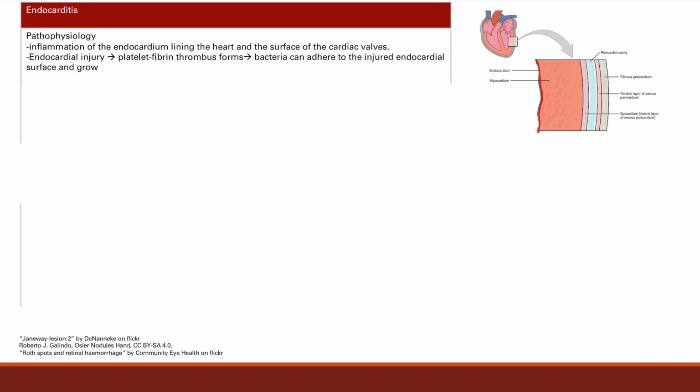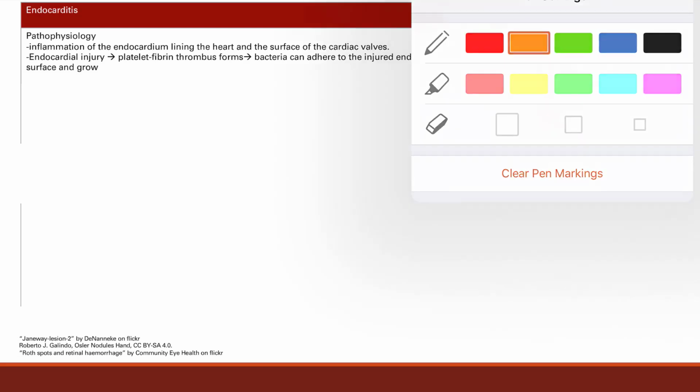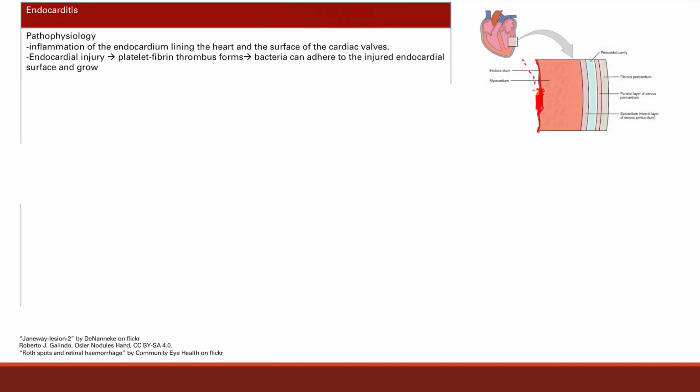And what happens is, let's say you have injury to this endocardium right here. Then you get a little platelet fibrin thrombus. And that's how bacteria can come along. Let's change the color. Let's make this bacteria. Bacteria can come along and adhere to this injured endocardial surface and grow. So that's how you get the bacteria growing, causing inflammation of the endocardial lining.